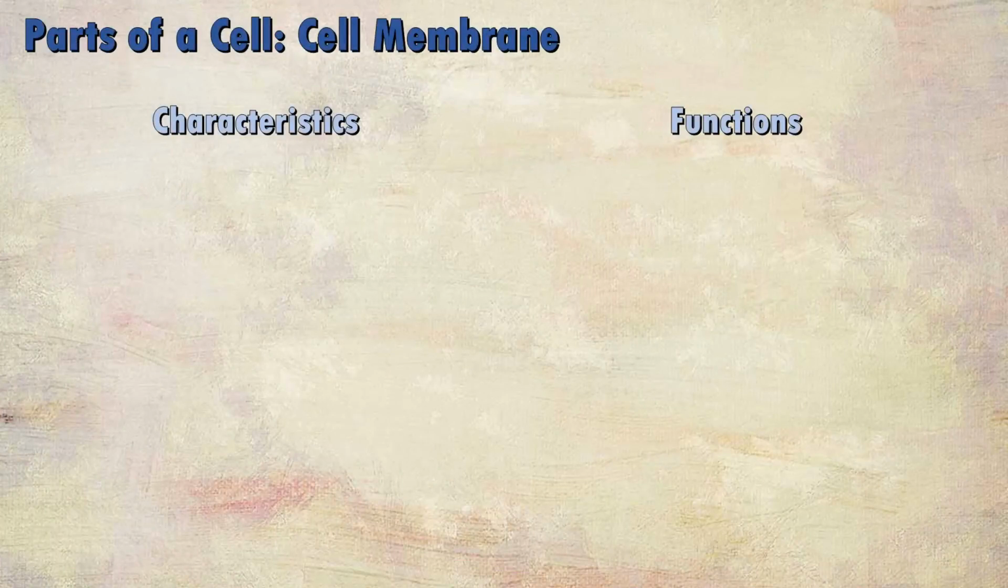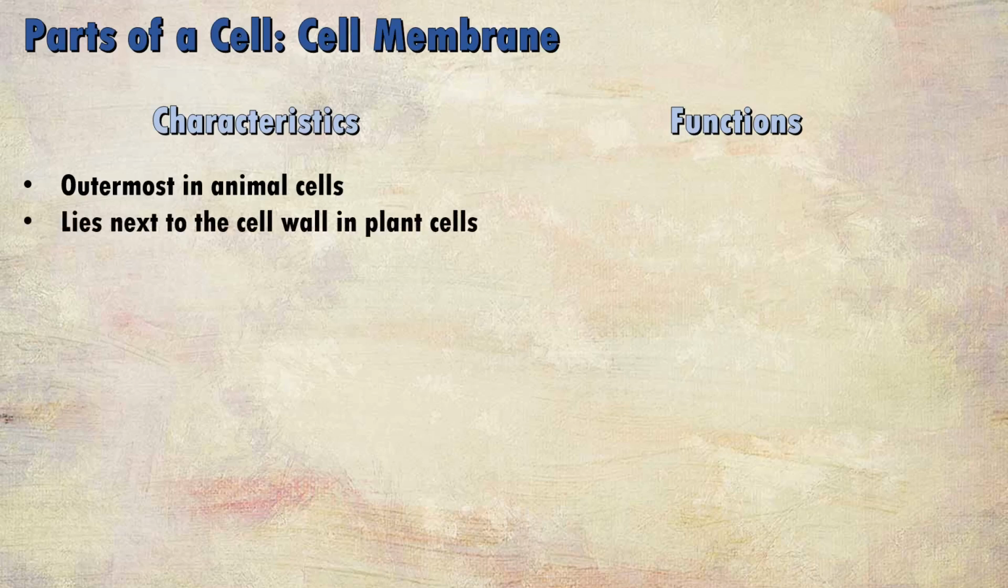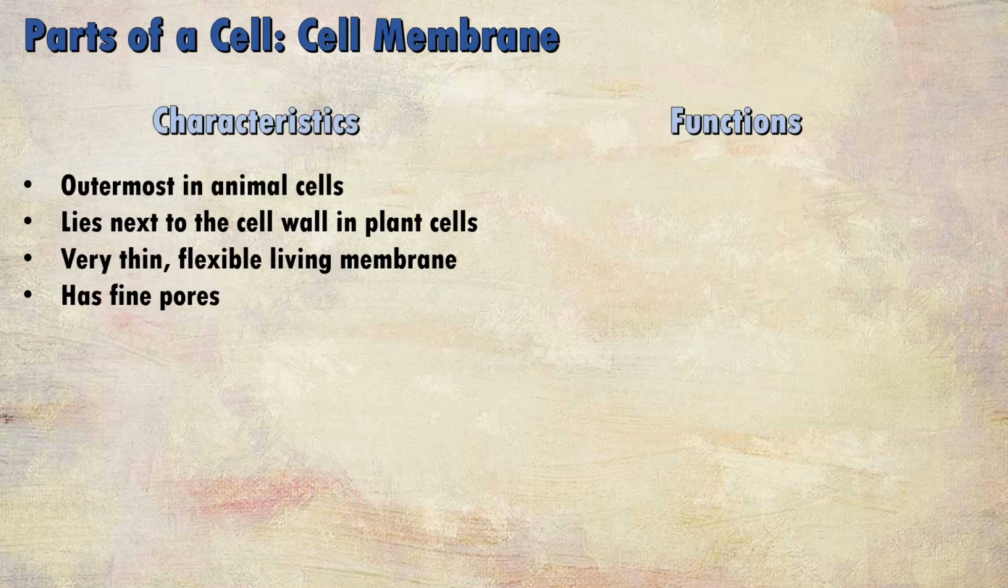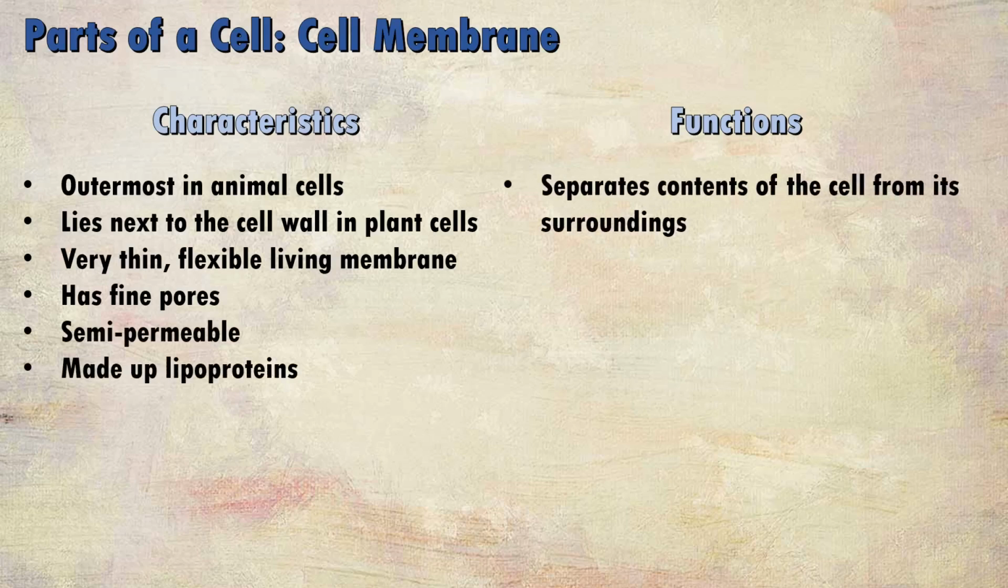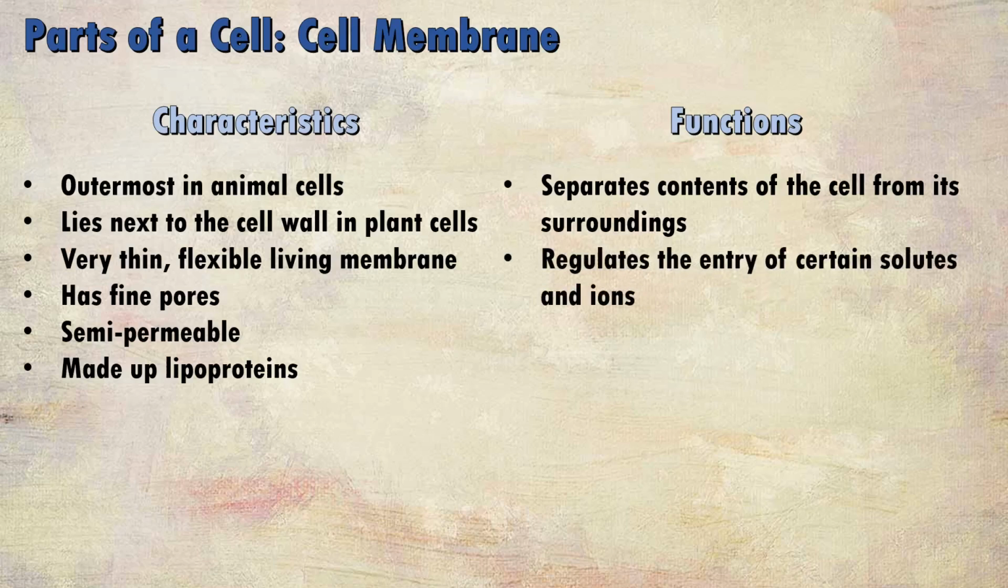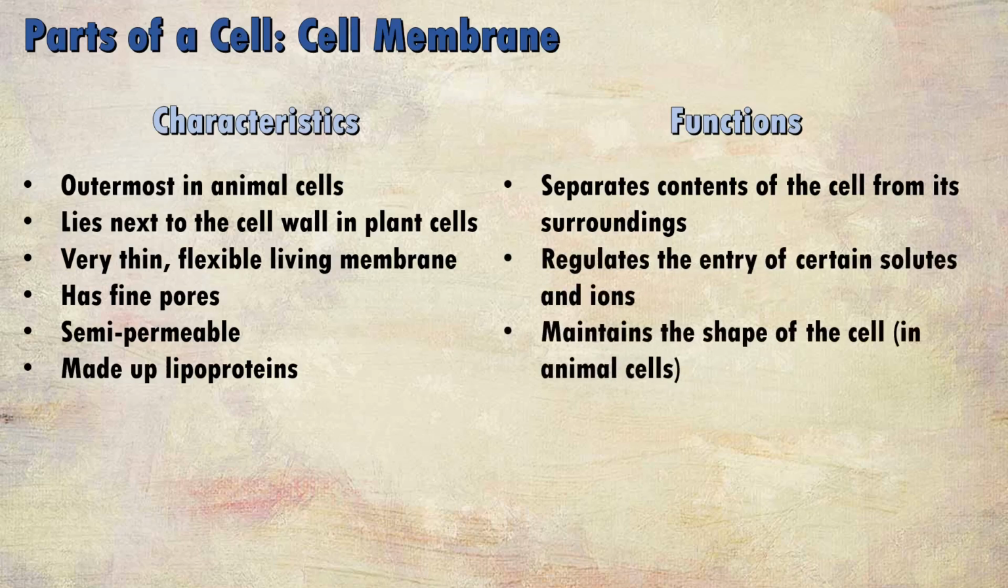Let's begin with cell membrane. It is the outermost layer in animal cells. It lies next to the cell wall in plant cells. It is a very thin, flexible living membrane and has fine pores. It is semi-permeable and is made up of lipoproteins. As for its functions, it separates contents of the cell from its surroundings. It regulates the entry of certain solutes and ions. It maintains the shape of the cell, especially in animal cells.